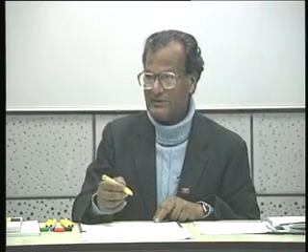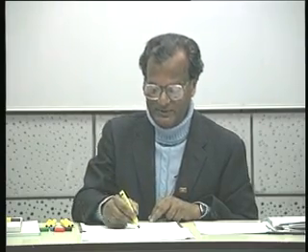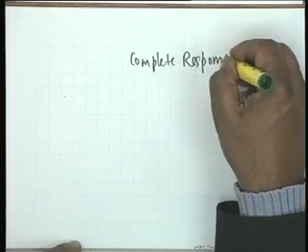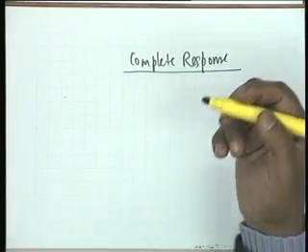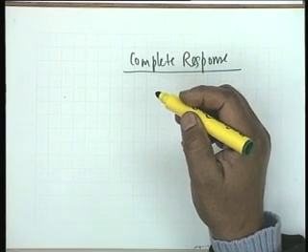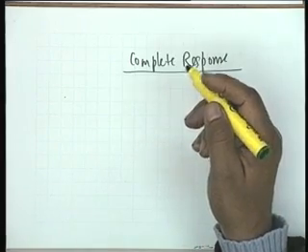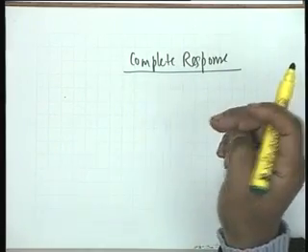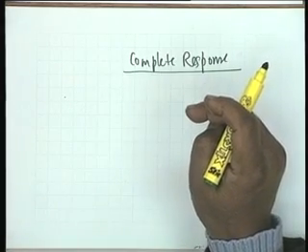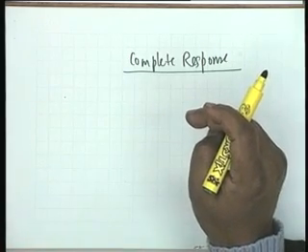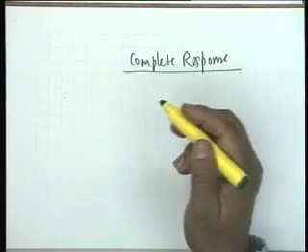Now, we have talked about step response, impulse response, we have also talked about sinusoidal response. What about complete response now? As you know, the complete response of a network consists of two parts, the free response and the forced response, or what we call in terms of differential equation terminology, the complementary function and the particular integral.